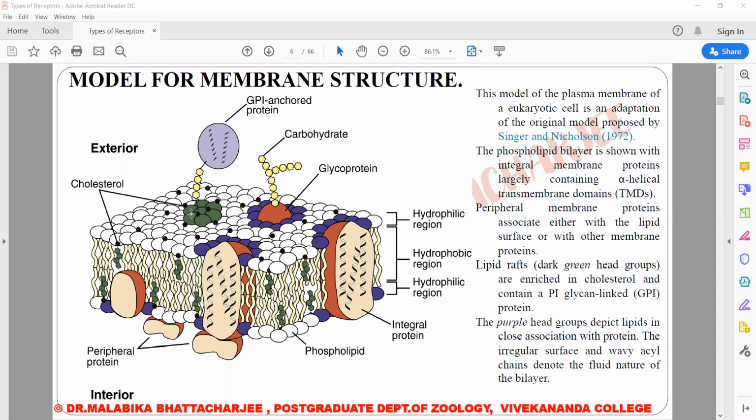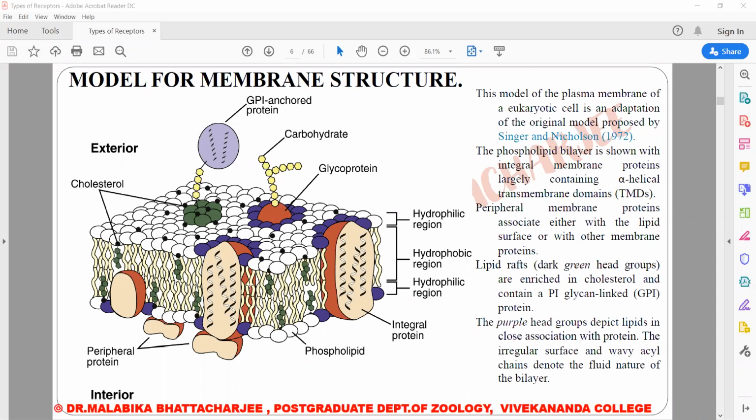We have some green blotch here. This is a present concept. I'll come to this later. These are lipid rafts. And we have some anchored proteins. These are proteins anchored to the lipid molecules. These are carbohydrates anchored to proteins, so glycoproteins.